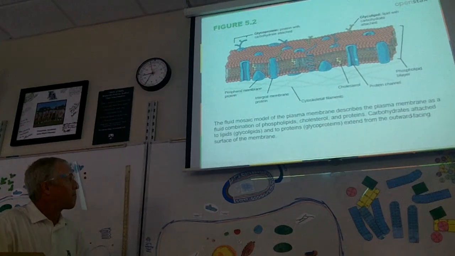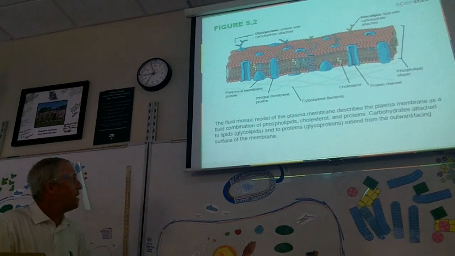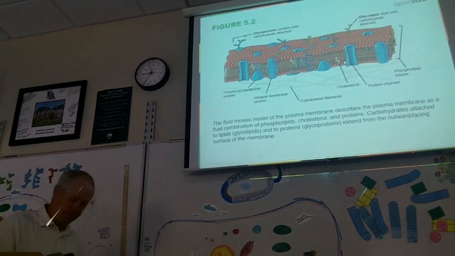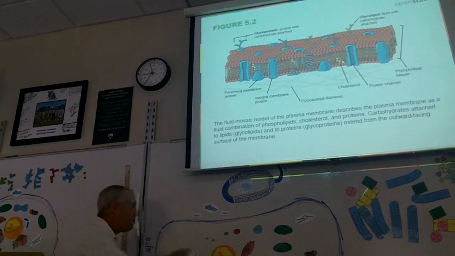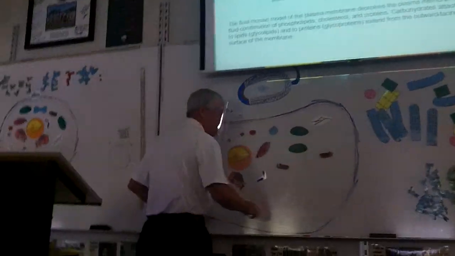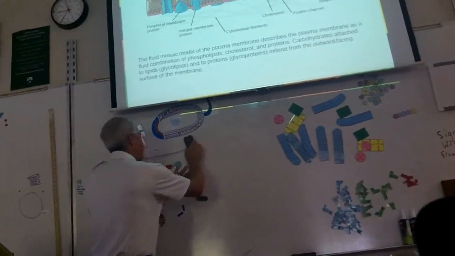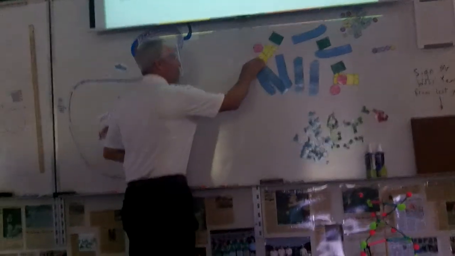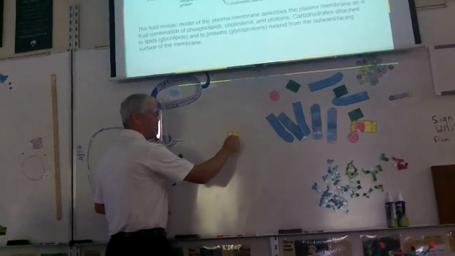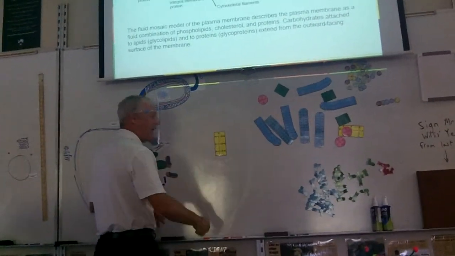So, first of all, we need to know the structure of the membrane. The cell membrane is a phospholipid bilayer. It's made of fat molecules. Y'all remember the parts of a fat?